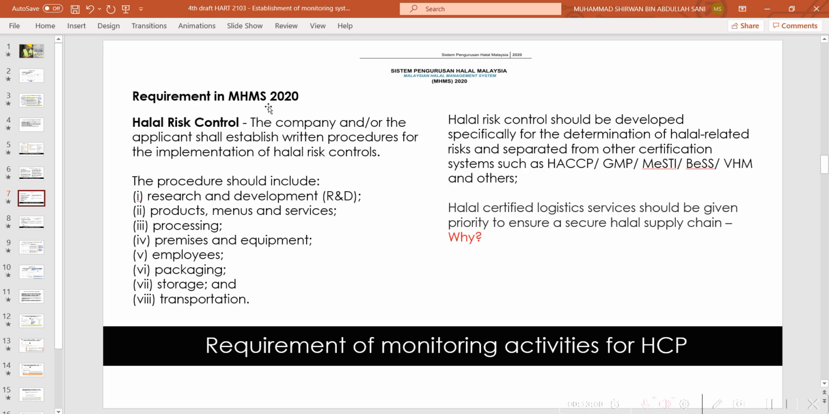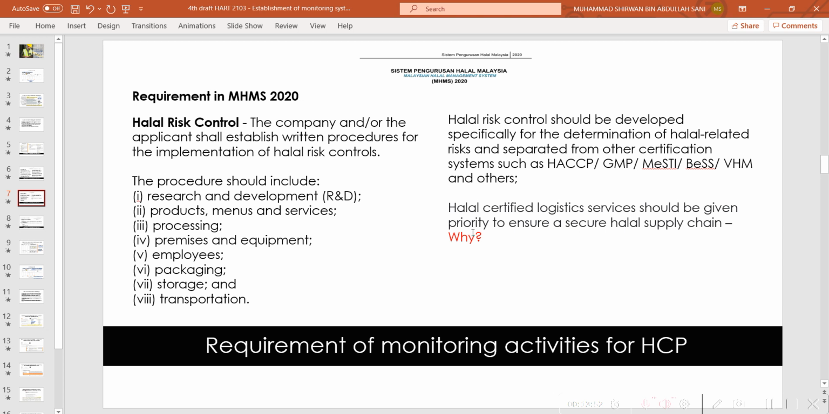So requirement in Malaysia Halal Management System as well. You can see here the company under the halal risk control, they also are required to say that the company or any applicant shall establish written procedures for the implementation of halal risk control. This procedure shall cover R&D, product, menu and services, processing, premise and equipment, employees, packaging, storage and transportation. And halal risk control shall be developed specifically for the determination of halal related risks and separated from other certification systems such as HACCP, GMP, MESTI, BEST, VHM and others. And halal certified logistics services shall be given priority to ensure secure halal supply chain.